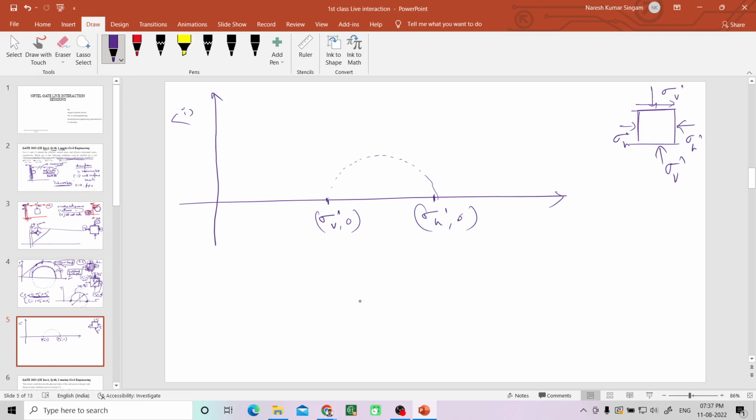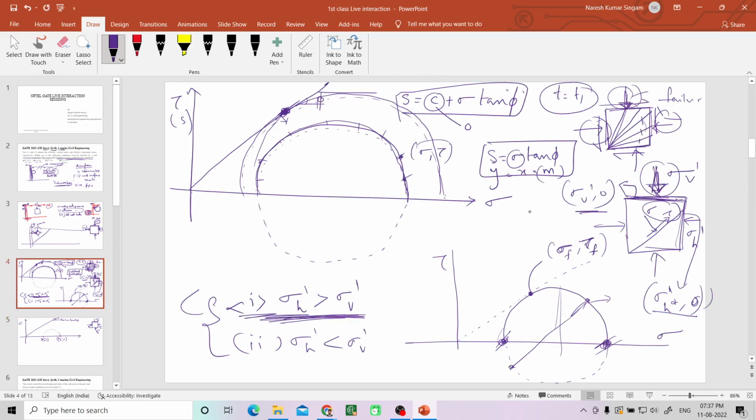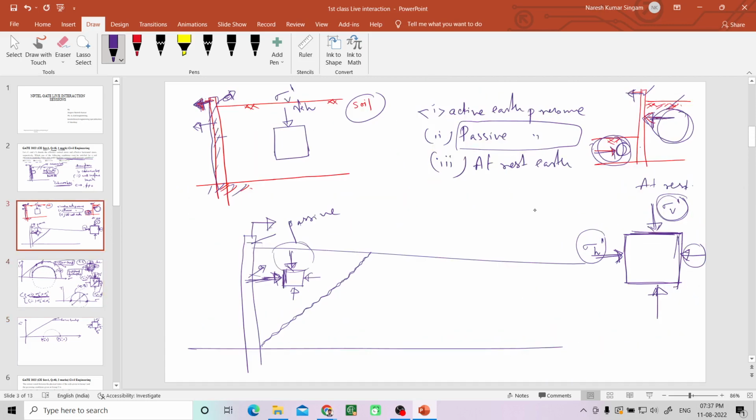Now, suppose this is the failure envelope. Right? Now what is changing in this? Will sigma v change when the retaining wall is moving in this direction because of the passive condition?